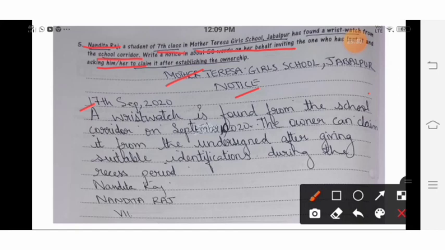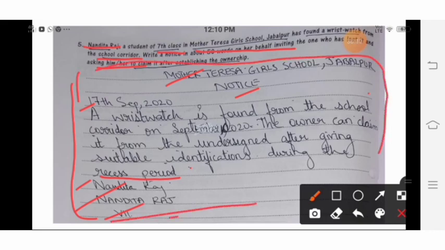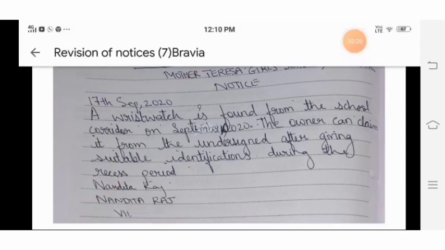Now, when? During the recess. You also tell the time when the owner should come and claim it. So you say, during the recess period. Then your signature, your name, and then your class. Now section is not given here, so don't write any section. Once you have written, put it in a box, simple, and write neatly. I think this is clear now. No problem.